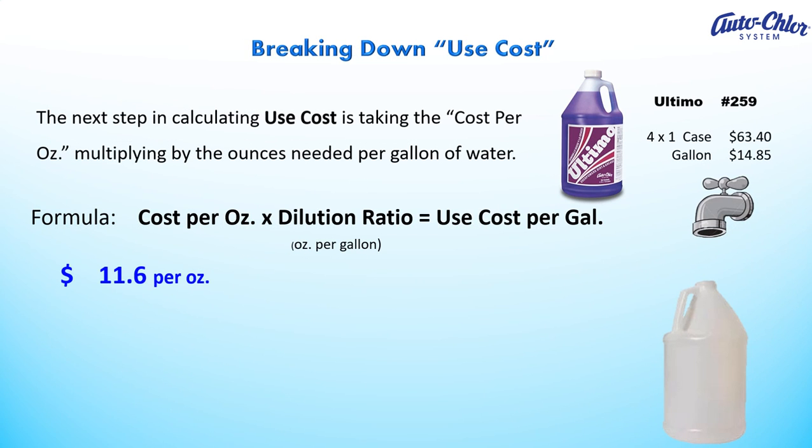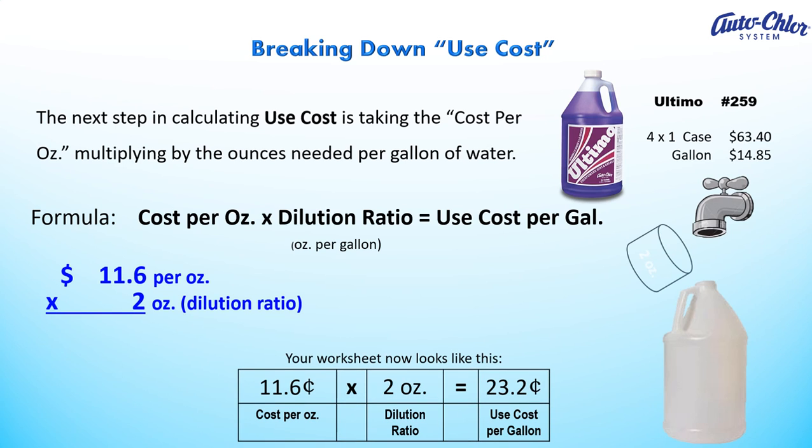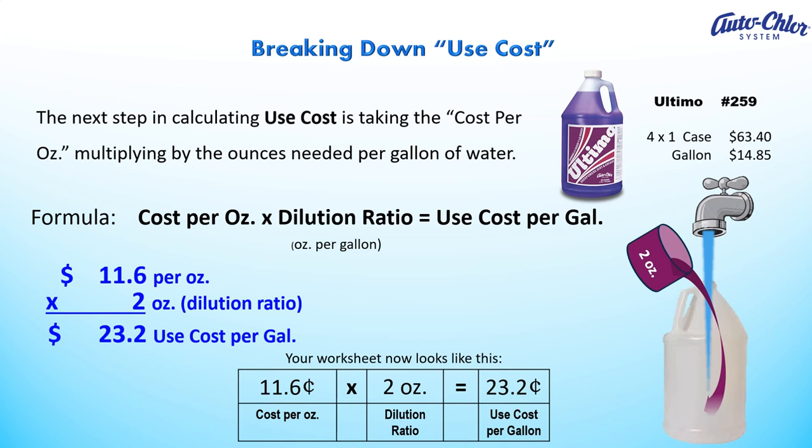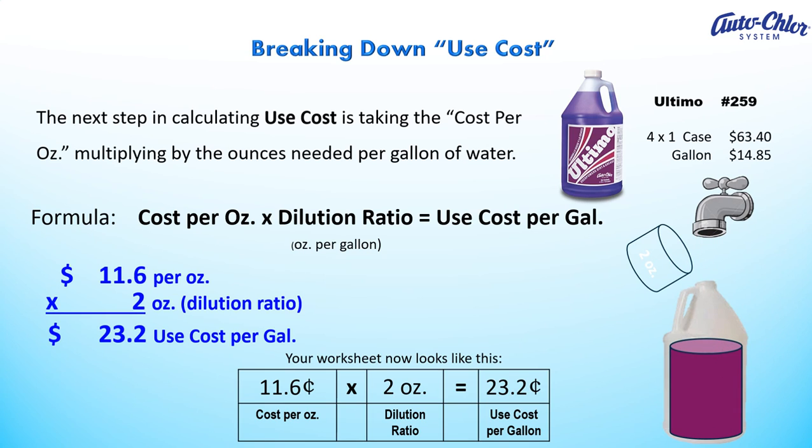The next step in calculating use cost is to take the cost per ounce, multiplying by the ounces needed per gallon of water. Again, we go back to our gallon example of Ultimo. We determined that the cost per ounce was 11.6 cents. Our dilution ratio is going to be 2 ounces per gallon of water. This gives us our first use cost to the customer at 23.2 cents per gallon.